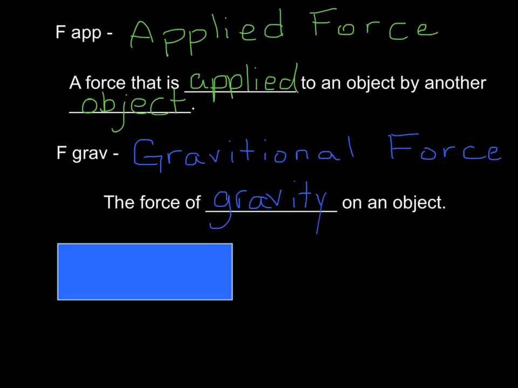Before we go on to the next type of force, we need to pause here and talk about a couple of special things about the force of gravity. One of them is a simple equation. We can find the force of gravity by taking the mass of an object, that's the m, times the acceleration due to gravity, symbolized with a lowercase g.